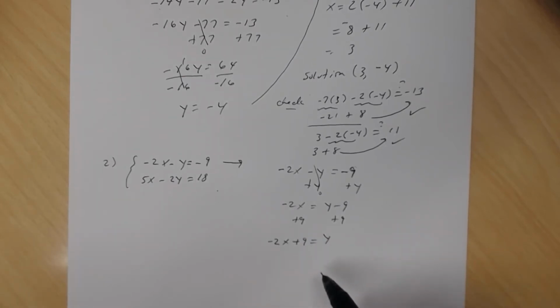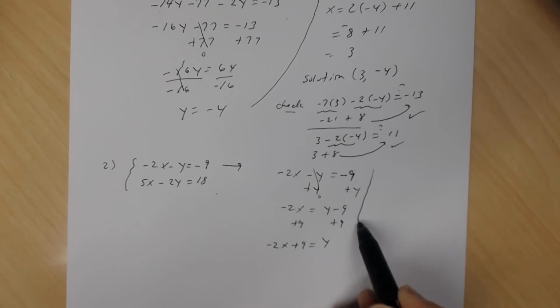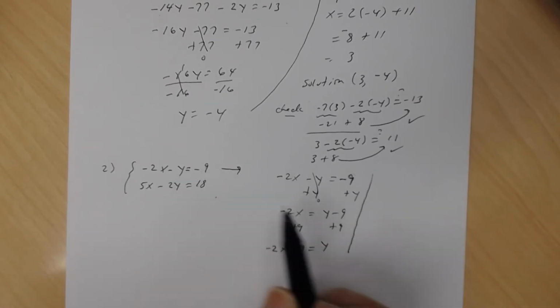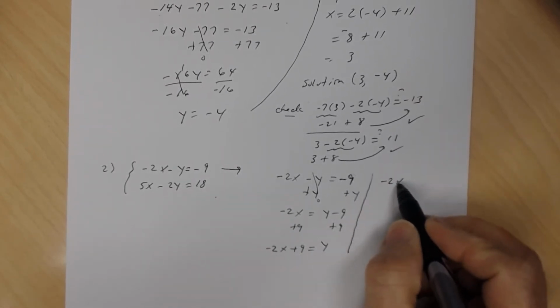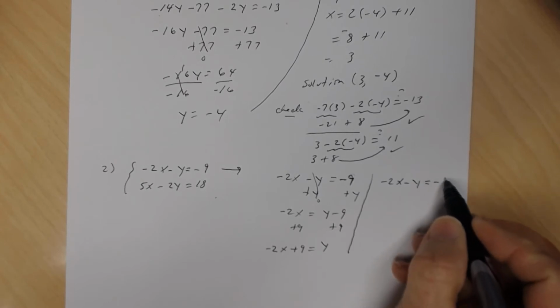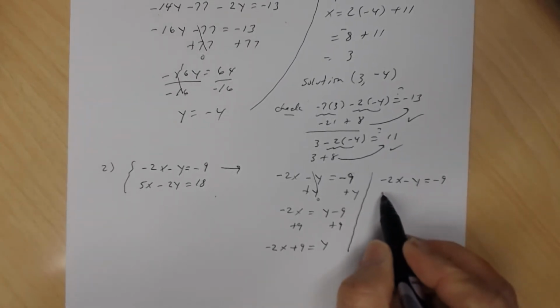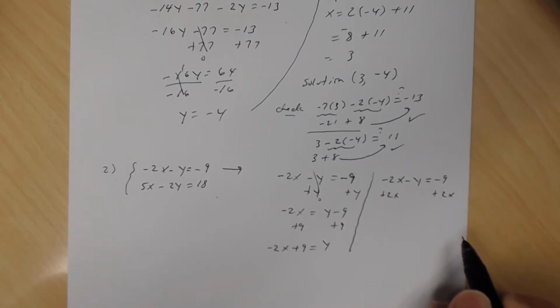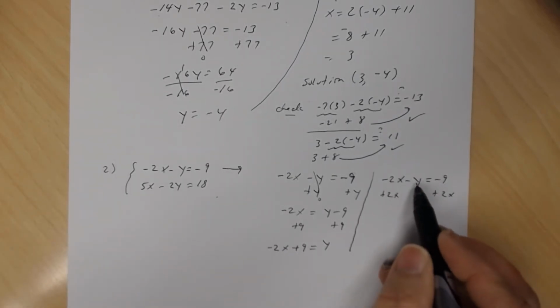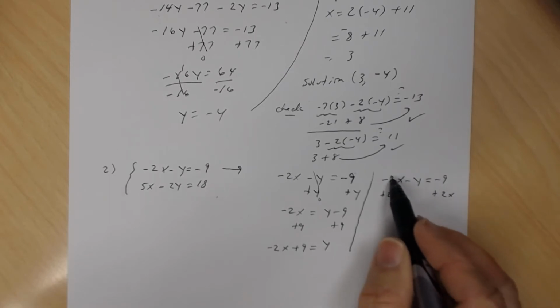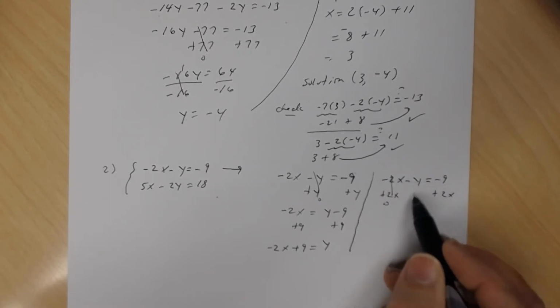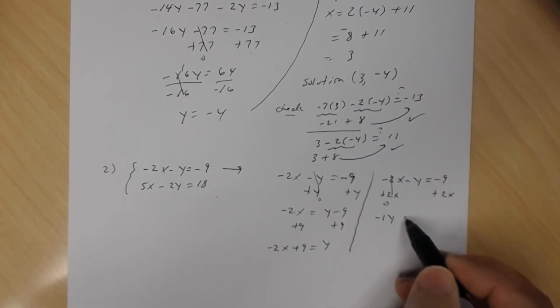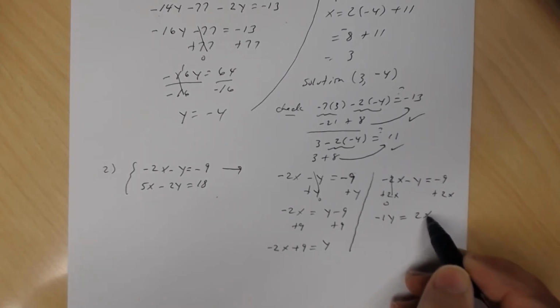That's one way. The other way is this. I'm going to rewrite it over. So that's what we had. What some students do is add 2x to both sides, which is perfectly fine. But you've got to be careful. You don't get y, you get -y right here. So this is 0, and you combine like terms. You get -1y equals 2x minus 9.